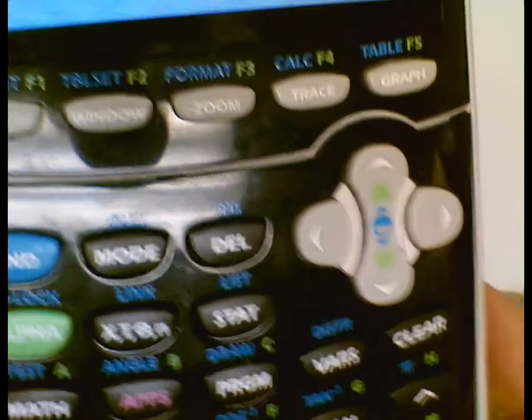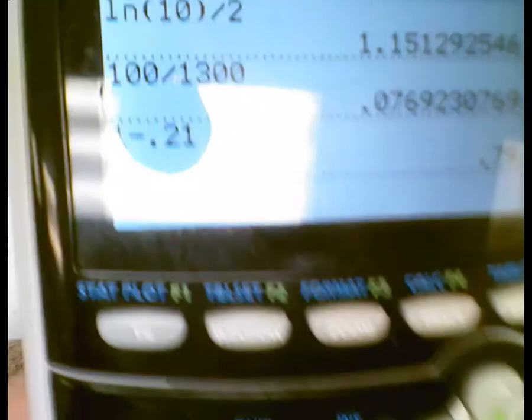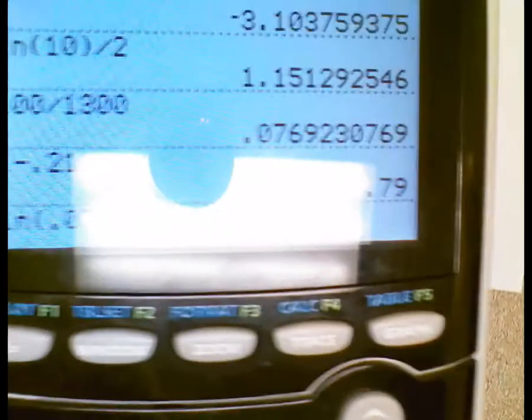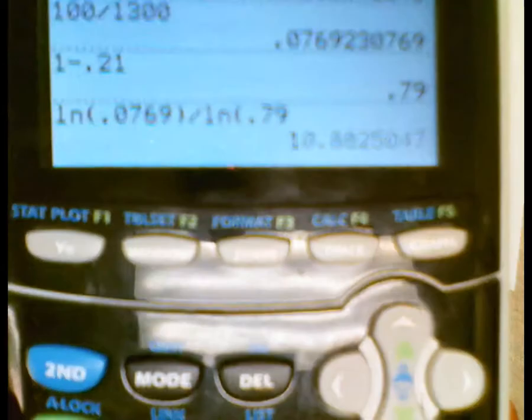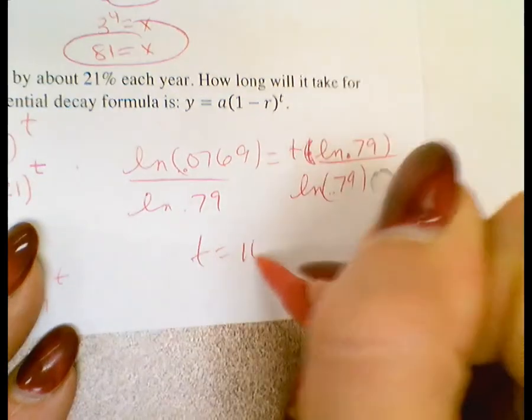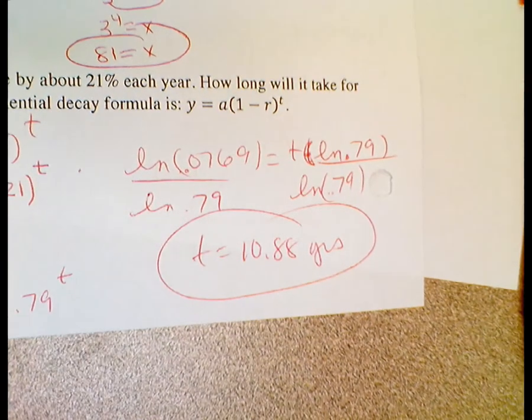So on your calculator, do natural log of 0.0769 divided by natural log of 0.79. That's 10.88. So it means it's going to take about 10.88 years. Okay, guys.